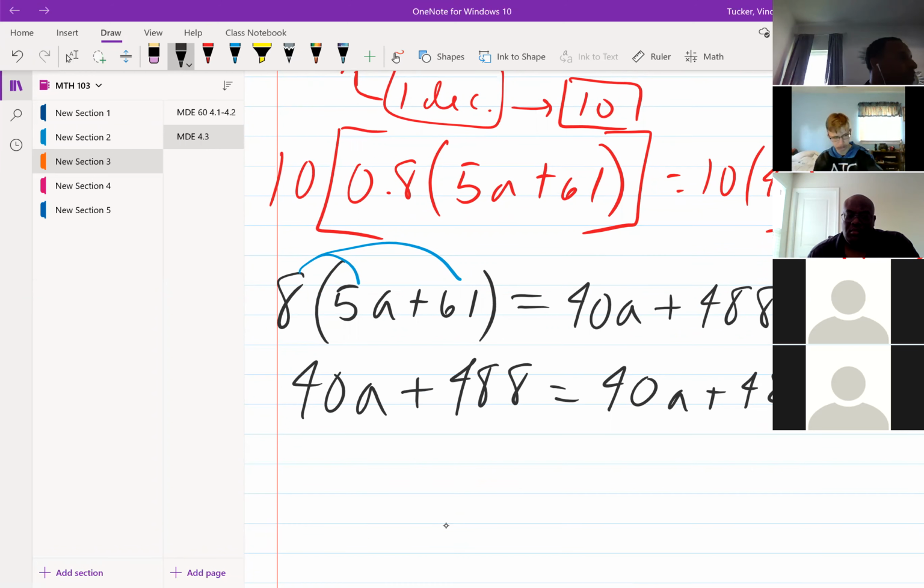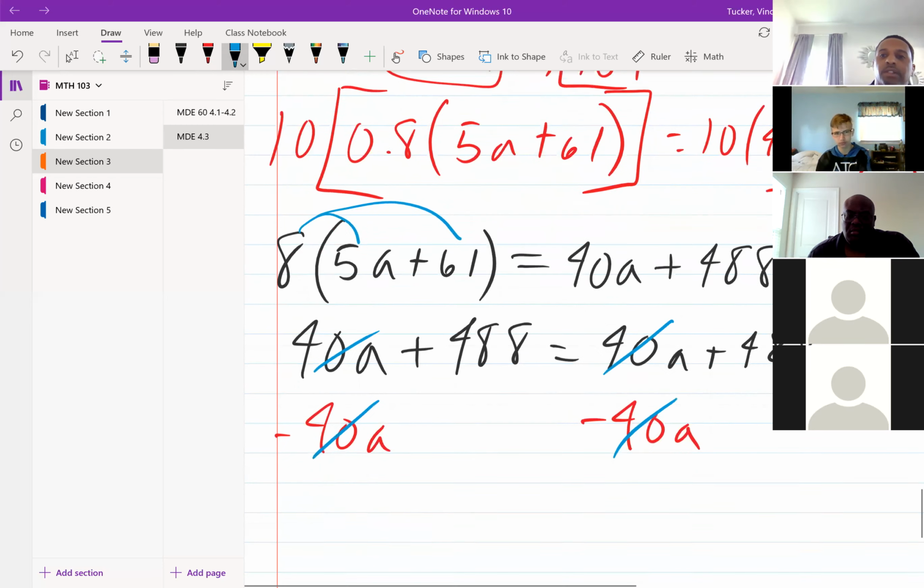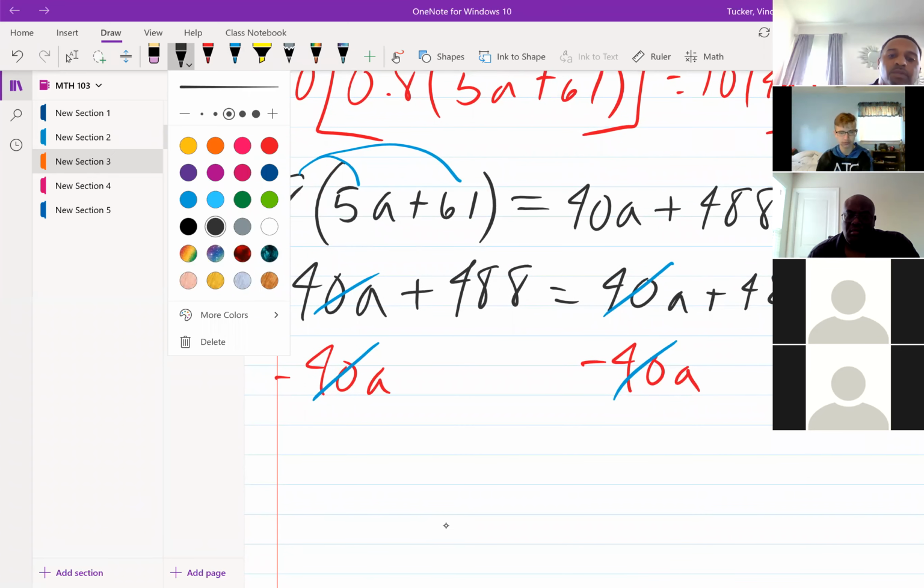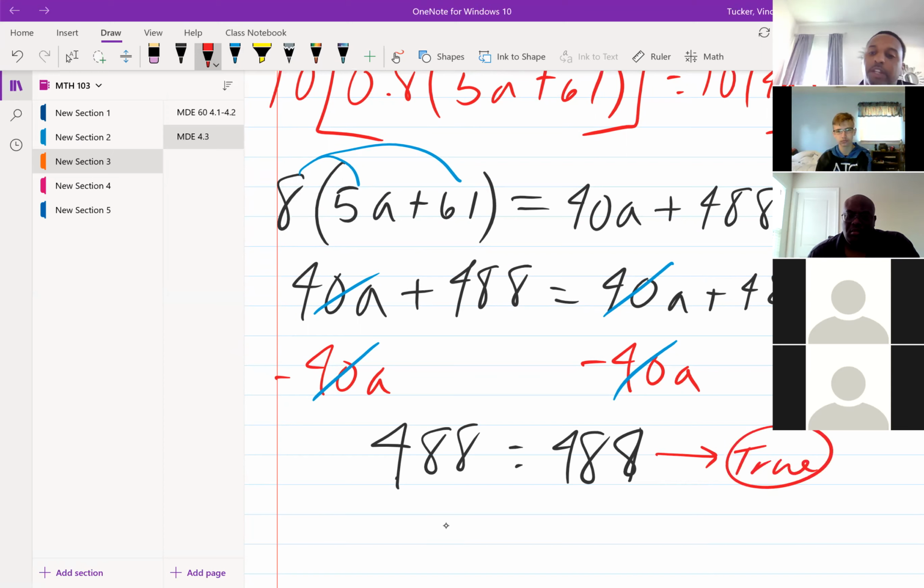All right, just so happened, I didn't know that this was going to occur. We have one of our special scenarios. You notice that when we subtract 40A from each side, the variables will cancel on both sides, leaving you with just 488 equal to 488. And we talked about this last class. We have a true statement.